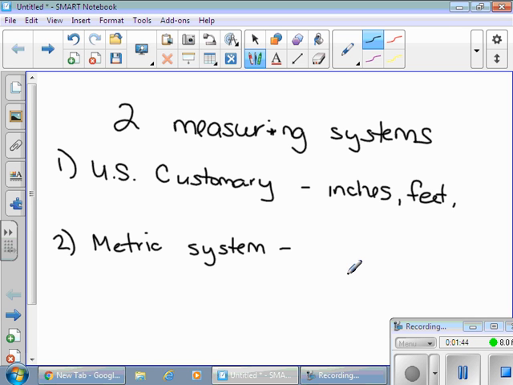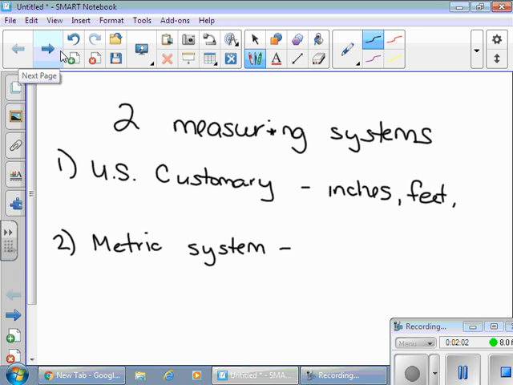So sometimes they have tools, and they don't match up, not exactly. Sometimes you'll see them go from one to another because it doesn't quite fit up. But those are the two measuring systems that we're going to talk about. And we're going to convert between the two.